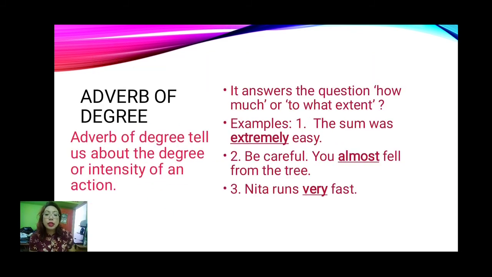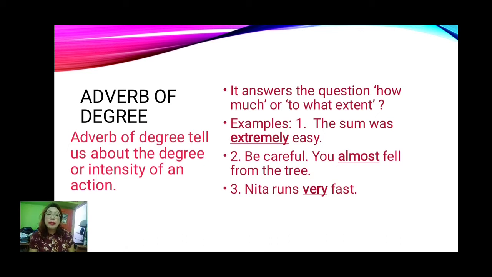And let us come to the next one, adverb of degree. What do you mean by degree? Degree is the level, okay? The extent to which an activity is being done. So adverbs of degree tell us more about the degree or intensity of an action. Intensity means the level of action. It answers the question how much or to what extent.